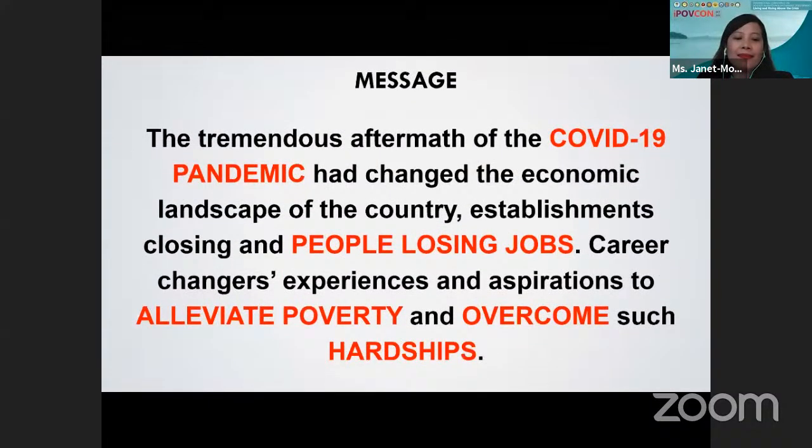As a parting message, I just wanted to say the tremendous aftermath of the COVID-19 pandemic has changed the economic landscape of the country. Establishments closing and people losing jobs. Career changers' experiences and aspiration to alleviate poverty and overcome such hardship could not be questioned, could not be tarnished. Resiliency at its best. Thank you.